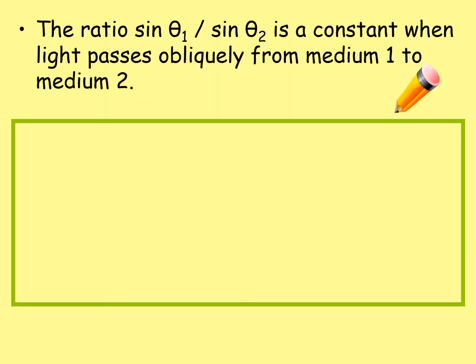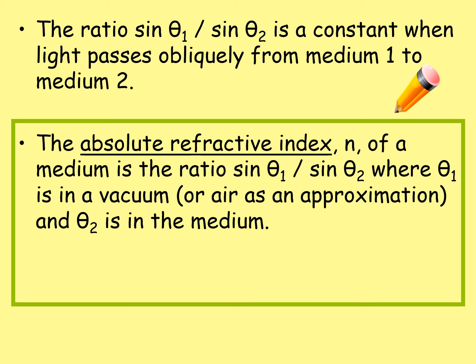The ratio of sine theta 1 to sine theta 2 is a constant when light passes obliquely from medium 1 to medium 2. That is, when the light passes through completely. The absolute refractive index, n, of a medium is the ratio of sine theta 1 to sine theta 2, where theta 1 is the angle of incidence in a vacuum, or air as an approximation, and theta 2 is in the medium, i.e. n is equal to sine theta 1 over sine theta 2, and this relationship is on your relationship sheets.